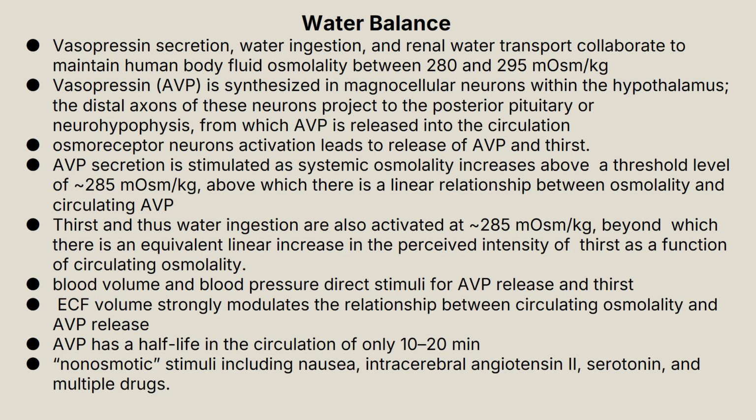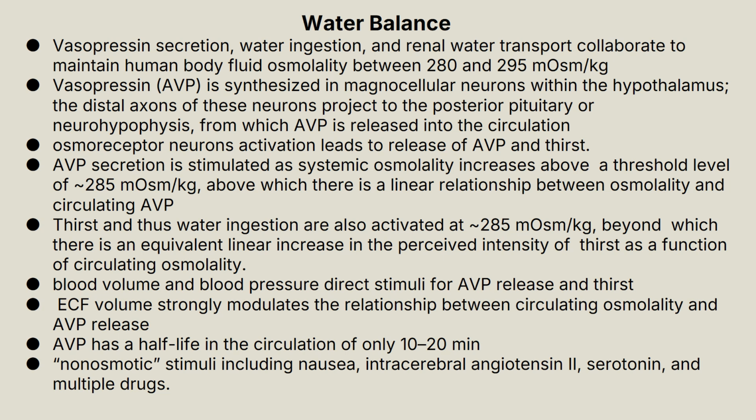So, starting with the water balance, vasopressin secretion, water ingestion, and renal water transport collaborate to maintain a human body fluid osmolality of between 280 and 295 milliosmoles per kilogram. Vasopressin is synthesized in the magnocellular neurons within the hypothalamus. The distal axons of these neurons project to the posterior pituitary, which is also known as the neurohypophysis, from which AVP is released into the circulation.